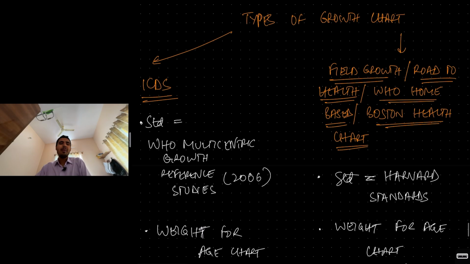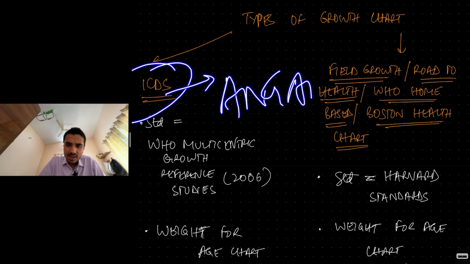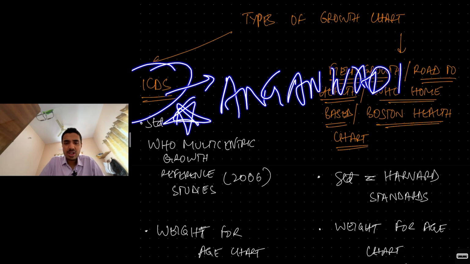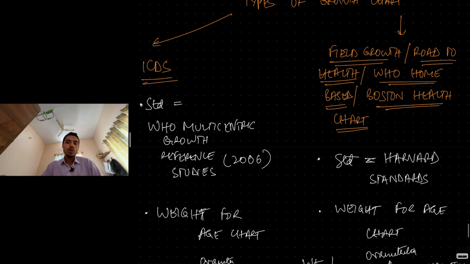Types of growth charts, mainly two types are there. You have the ICDS growth chart. The ICDS growth chart is what is used in the Anganwadi center. Very, very important. In India, we use the ICDS growth chart. ICDS is the Integrated Child Development Service. You also have another one known as the Field Growth Chart or Road to Health Growth Chart or WHO Home-Based Growth Chart or Boston Health Chart. All of them are the same.